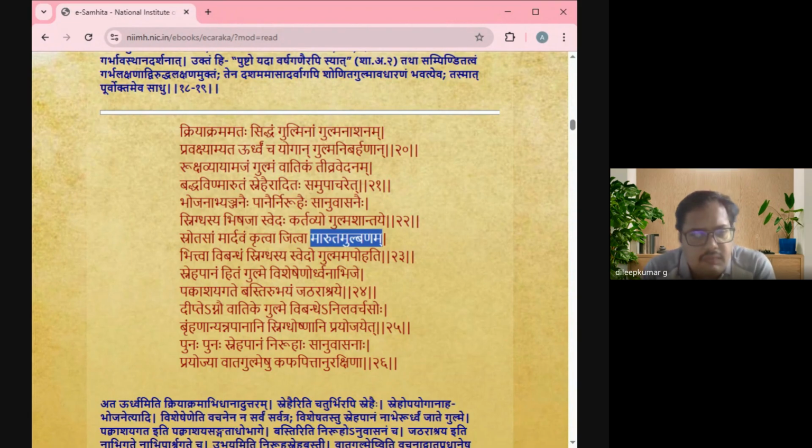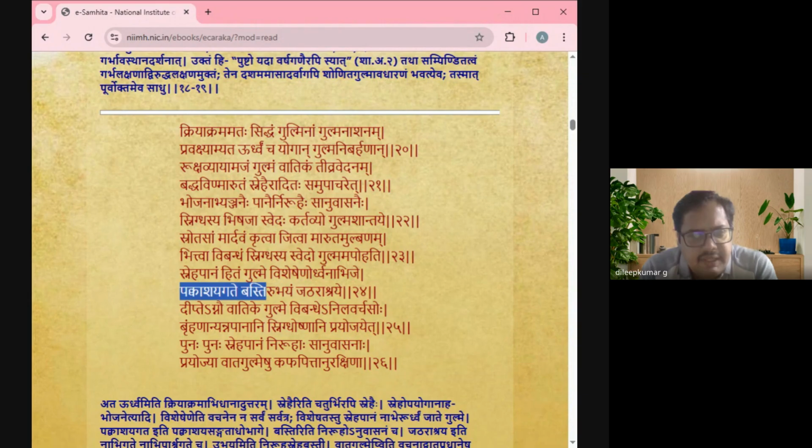After that, go for Snehapanam, Hitam Gulme Visheshena Urdhva Nabhi. When the Gulma is present above the Nabhi, go for Snehapana. If the Gulma is present below the Nabhi or in the Pakvashaya, Basti is the treatment. But if it is present exactly at the level of the Jathara or Nabhi, go for both Snehapana as well as Basti.